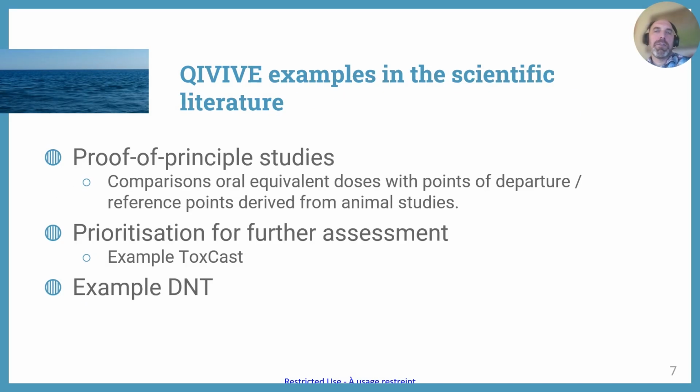I would like to share with you a few of the many QIVIVE examples that are available in the scientific literature. First, we will look to some of the earliest proof of principle QIVIVE studies that compared obtained oral equivalent doses with points of departure or reference point derived from animal studies. We will also look to an early example applying high throughput QIVIVE that can help when prioritizing chemicals for more in-depth assessment. And finally, we will also look to one QIVIVE example that is available for DNT.